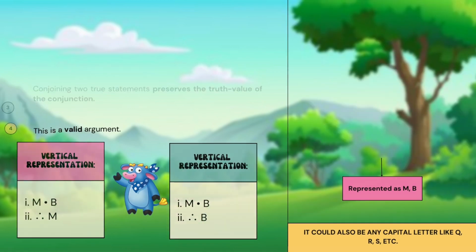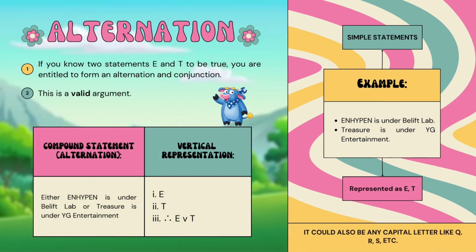Now, let us discuss alternation. Suppose we know that two statements are true, namely, first is Enhypen is under Belief Lab, represented by capital letter E, and second is Treasure is under YG Entertainment, represented by capital letter T. Then, from the two statements, we can create an alternation: either Enhypen is under Belief Lab or Treasure is under YG Entertainment. With this, the argument structure of alternation is depicted as first premise is E, second premise is T, conclusion is therefore E or T.